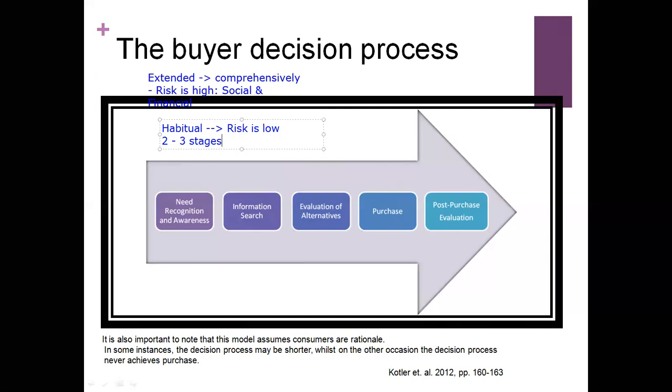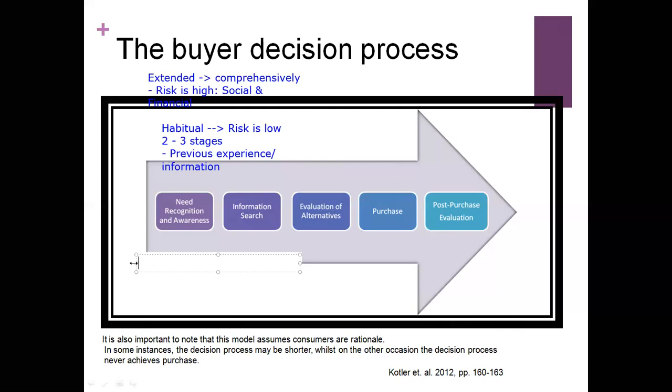Do they do some research? Well, not really. Do they evaluate the alternatives? Not really, unless they find a new brand just launched. This is a new brand, why don't I put it in my trolley? But they're not going to do it comprehensively. Put it in the trolley, that's it, they purchase it. So that's habitual, based on habits, and they also have previous experience and previous information. They rely on that, so they're not going to go through every single stage here.